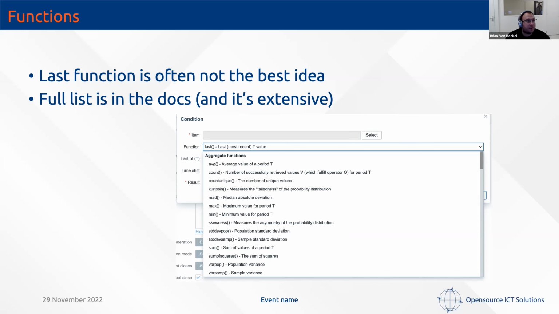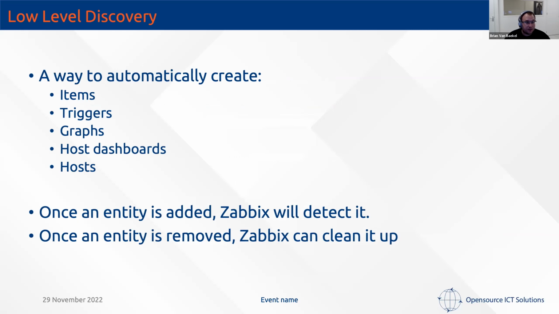Now that we have items, now that we have triggers, let's make it even more flexible. And this is a topic that I personally really enjoy building: low-level discovery. So we can automatically create all those different entities. We can create items, triggers, graphs, dashboards, even hosts, based on what Zabbix is discovering. Once an entity is added on the remote system, Zabbix will detect it and start monitoring it. Once that entity is removed from that remote system, we can tell Zabbix to automatically clean up its mess.